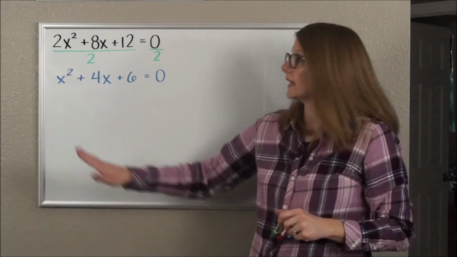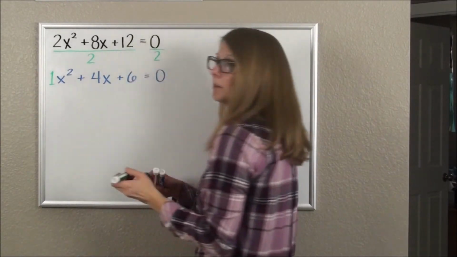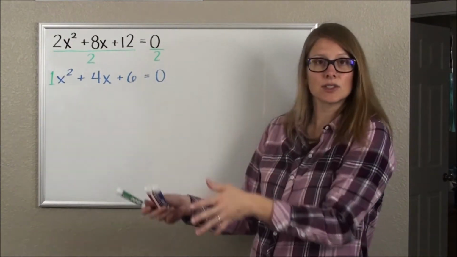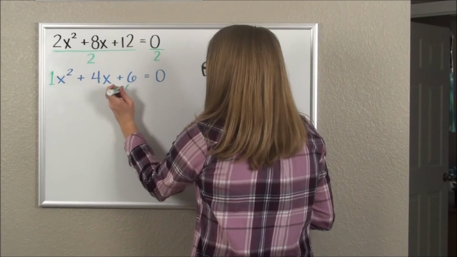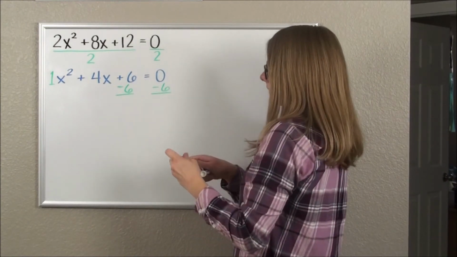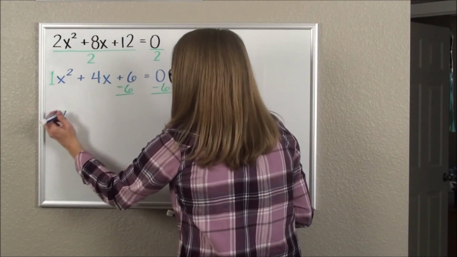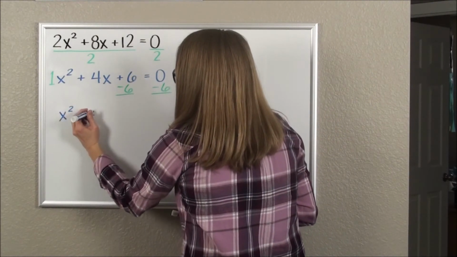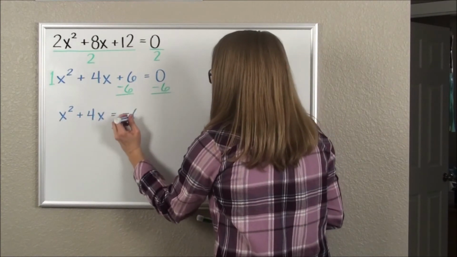So I have now a leading coefficient of 1. And so I can begin. I'm going to leave my x terms on the left. I'm going to relocate my number to the right. So 6 will relocate here with subtraction because it was positive. So now my letters are on the left. I have x squared plus 4x. On the right, I have a constant number, 0 minus 6, which is negative 6.